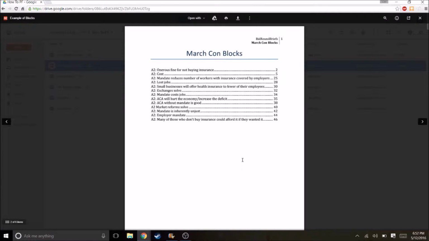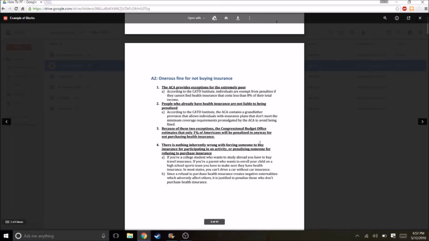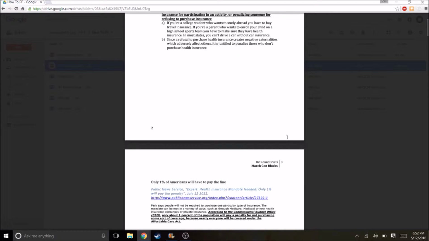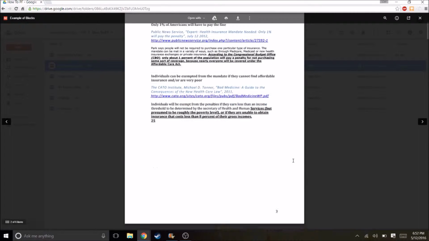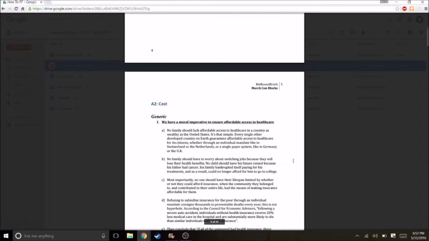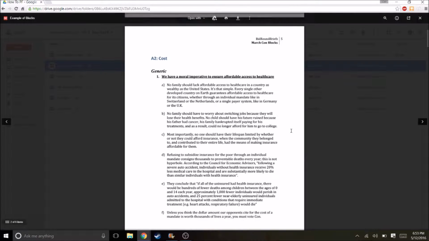This is an example of blocks. Blocks are usually formatted with first the A2, meaning answer to, and then the tagline of the contention that you're trying to respond to. After that, you're going to go through the points with usually the tagline of what you're saying as the analysis, and then the card after that showing the statistics behind that, the claim, then the evidence.